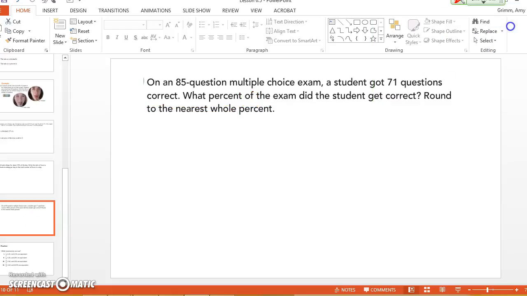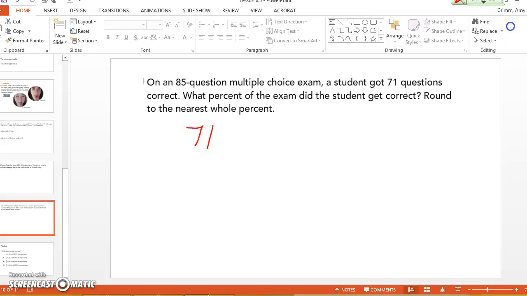On an 85 question multiple choice exam. So pretend like you're taking Acuity, your favorite thing in the world. A student got 71 questions correct. What percent of the exam did the student get correct? Round to the nearest whole percent. So basically if you were taking this, you got 71 correct, and you said, well, what's my percentage? Like, how did I do? What would you do? Kevin?